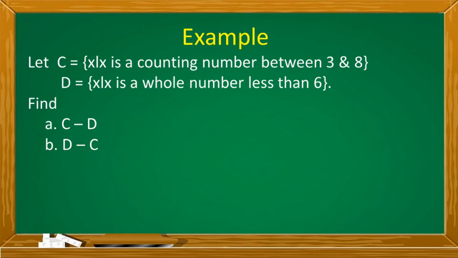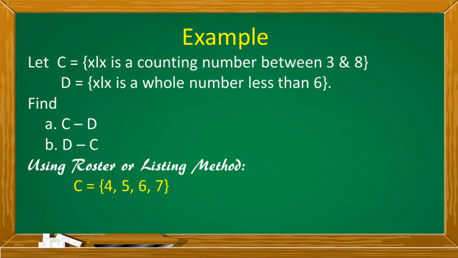Para maging mas madali, let us express and write set C and set D using roster or listing method. Set C are counting numbers between 3 and 8. Mga numbers na nasa gitna ni 3 and 8. We have C is equal to elements 4, 5, 6, and 7.